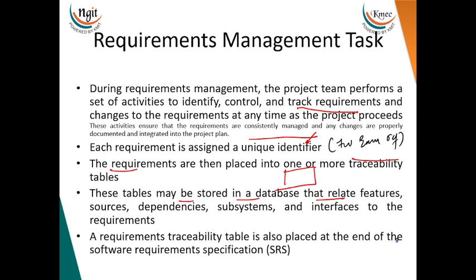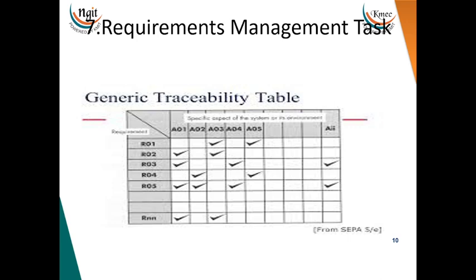What is the requirement? Who has developed it? What are the parts? What is the input? What is the output? And everything: subgroup, dependencies, subsystem, interface. This requirements traceability table is also placed in the SRS. It is a table which specifies each requirement, what part it belongs to, where it is, and how. And we have to mention that it is not going to change over the period of time.